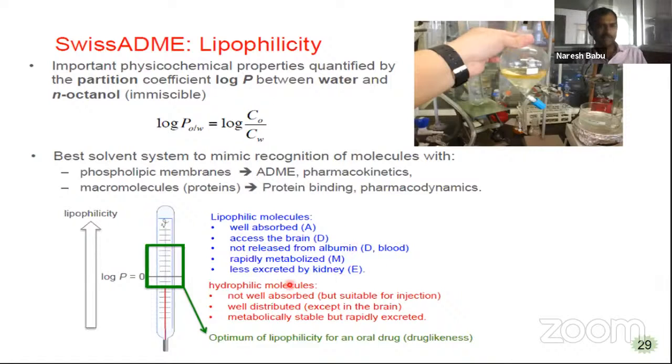If the drug molecule is more hydrophilic in nature, it is not well absorbed but is suitable for injection and well distributed, except in the brain, that is, it is not going to cross the blood-brain barrier, and it is metabolically stable but rapidly excreted. So metabolically it is not metabolizing easily, but it is rapidly excreted from the body. We can observe the optimum region for an oral drug, the log P should be present from -1 to 5. So it is the region you can observe for lipophilicity.